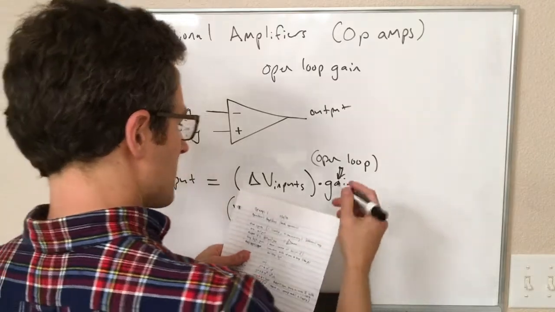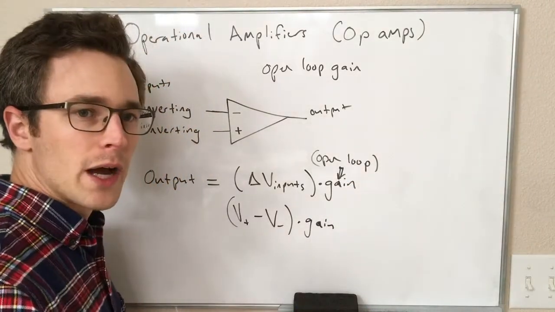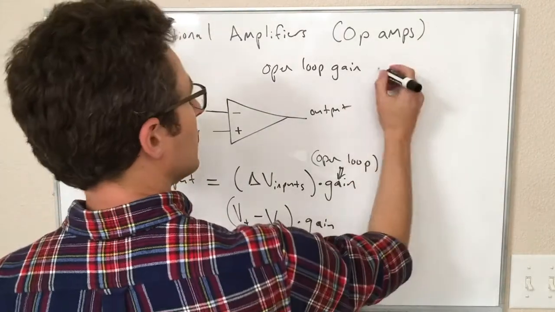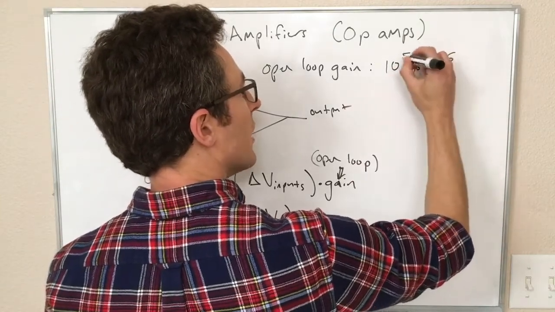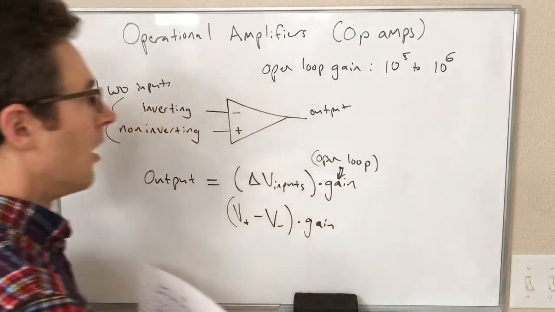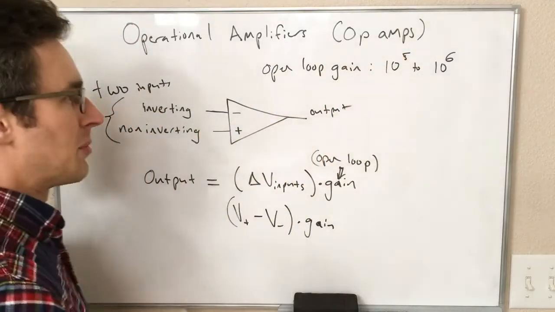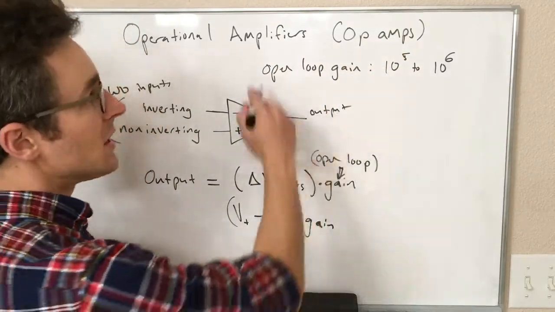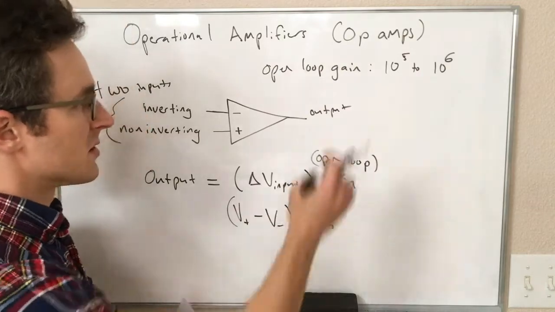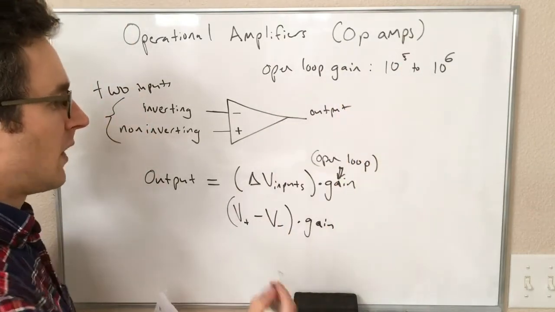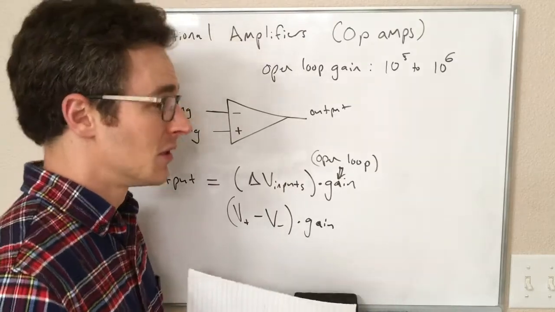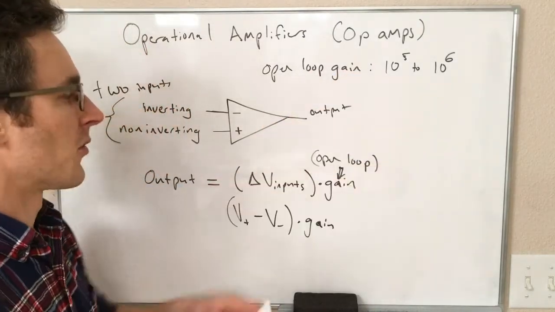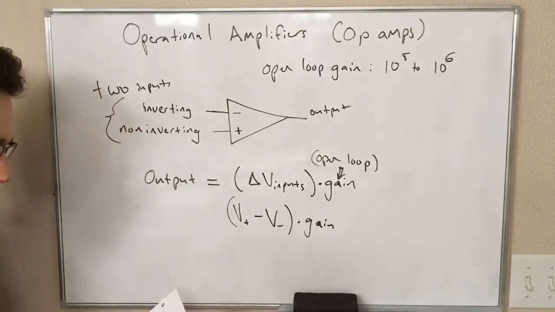Typical open loop gains at low frequencies, in the kilohertz range, might be 10 to the 5th to 10 to the 6th, so 100,000 to 1,000,000. And of course, this depends on the particular op amps you buy. It also decreases with frequency, so at higher frequencies it isn't as big, but at the kinds of frequencies we typically use in labs, that's where the open loop gain number is.